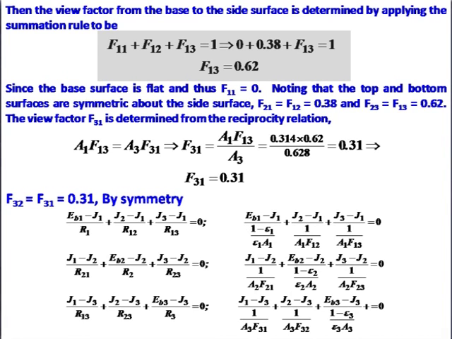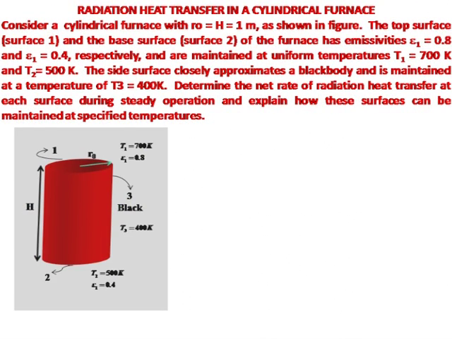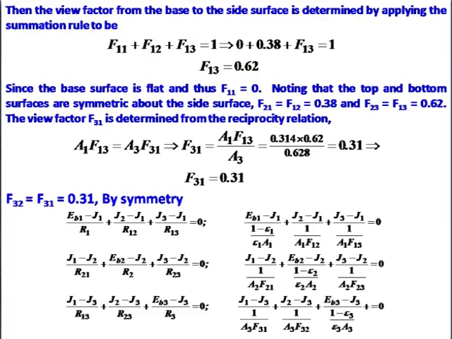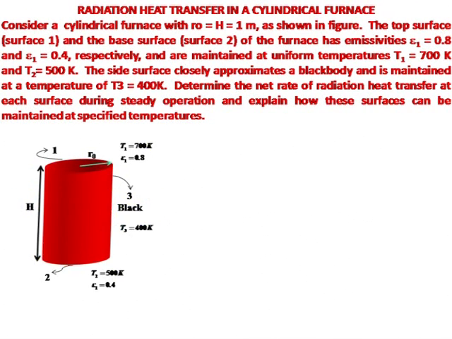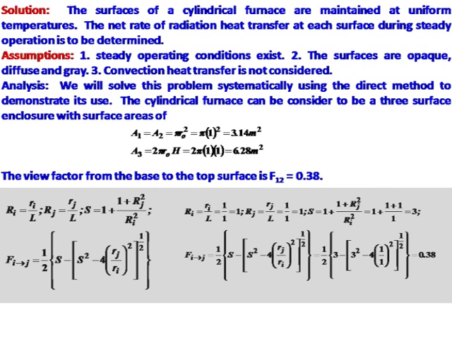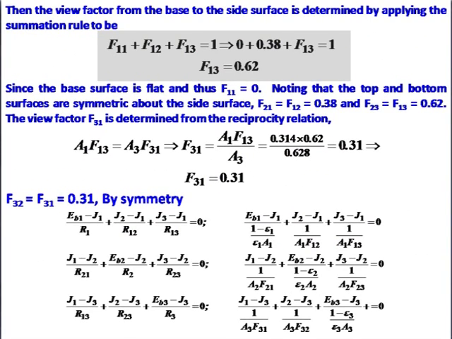F11 is 0, because 1 is the top surface. Now you get F12 and F13. How do I get F12? That is top surface to bottom surface, 1 to 2. It is a function of Ri and Rj, the radius of the top surface and the radius of the bottom surface, and the distance between the two surfaces, that is Ri, Rj and S. If I plug all this in this relation, you get 0.38 as F12, so you will get F13 as 0.62, but you need F31.